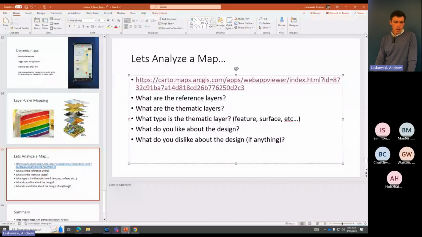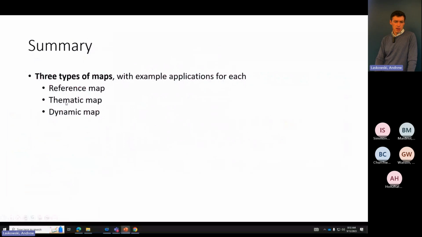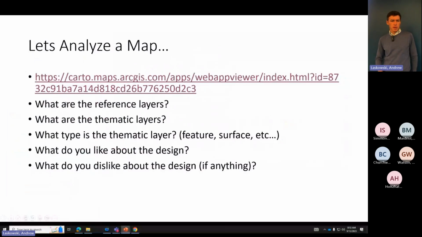So before I analyze this map too much further, what I want you to do is take about 3 minutes and answer these questions for yourself in your notes. What are the reference layers in this map? What are the thematic layers? What type is the thematic layer? What is the data structure? We've talked about these ideas of features and surfaces. And then what do you like about the design? And what, if anything, do you not like about the design? So ready, go. And after that time period has elapsed, I will ask you to discuss your answers with the person next to you.